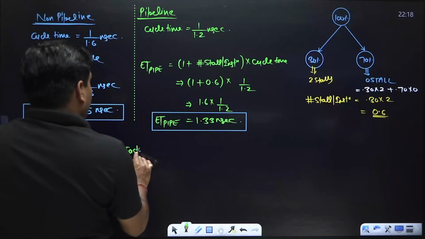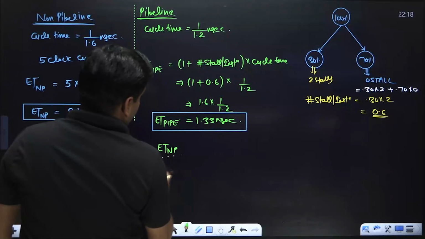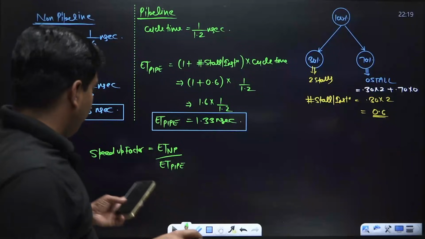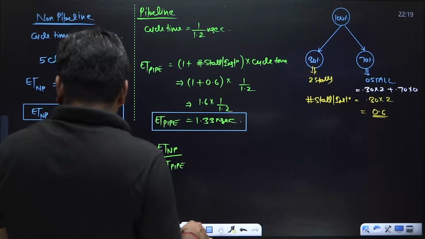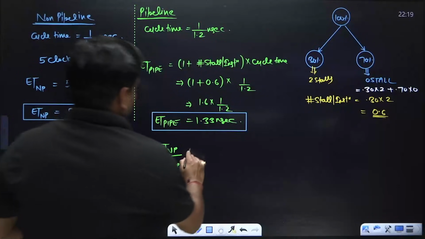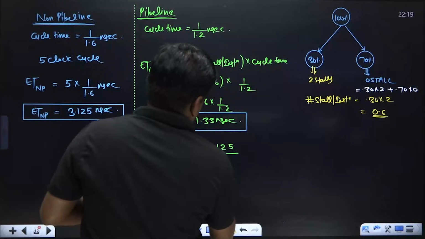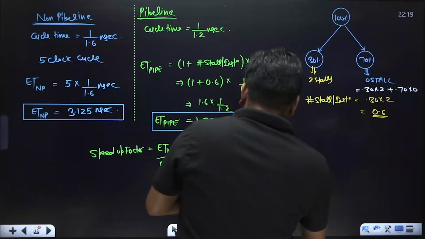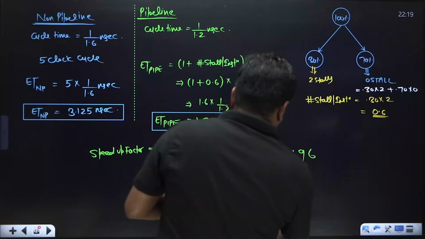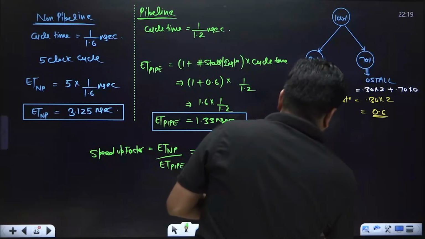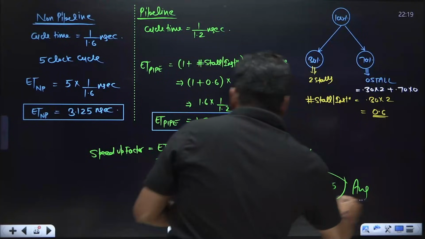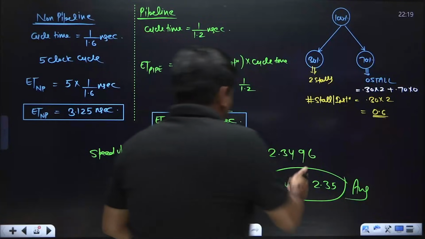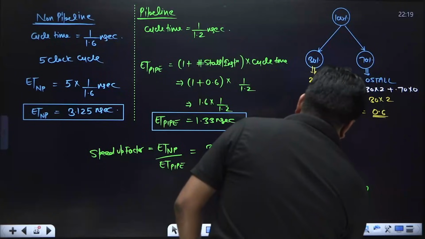It is asking about pipeline over non-pipelining. So you can say execution time in non-pipelining upon execution time in pipelining, because you know performance is inversely proportional to the execution time. So we can say 3.125 divided by 1.33. So you are getting 2.3496. So we can say 2.34 to 2.35, and this range is given, 2.34 to 2.35. Yeah, you can say 2.3 to 2.4, you can take 2.3 to 2.4.